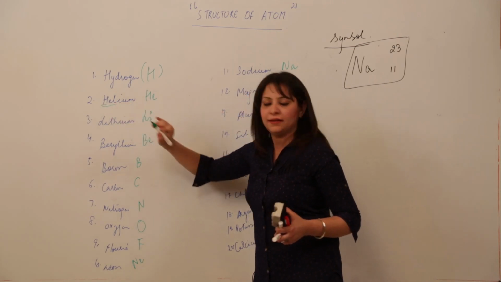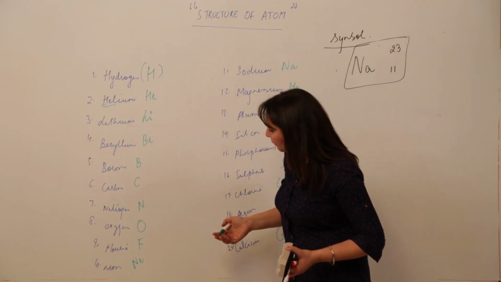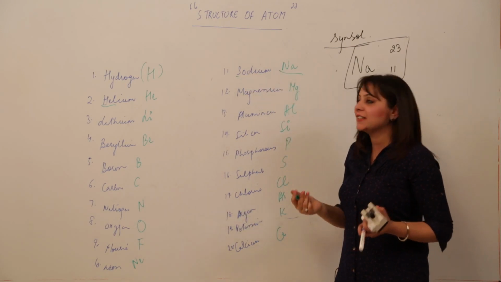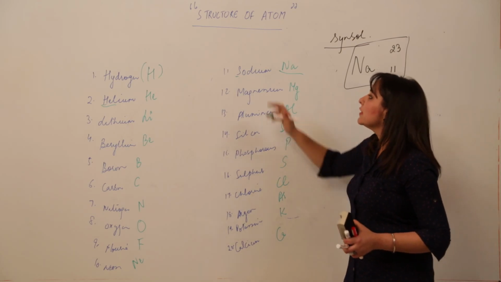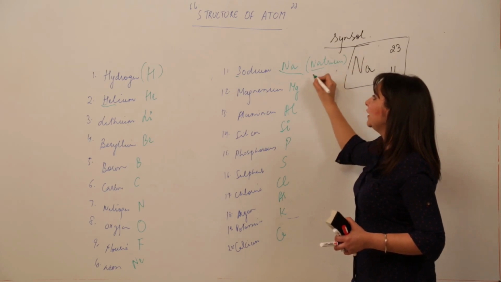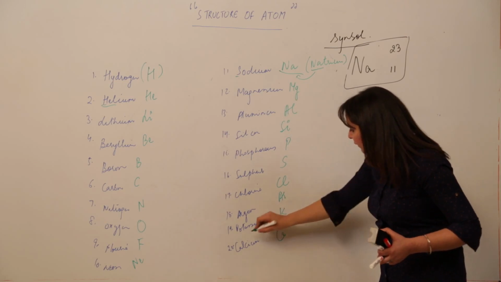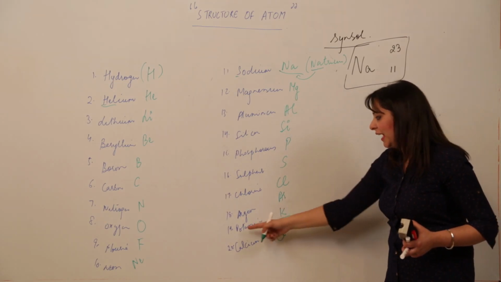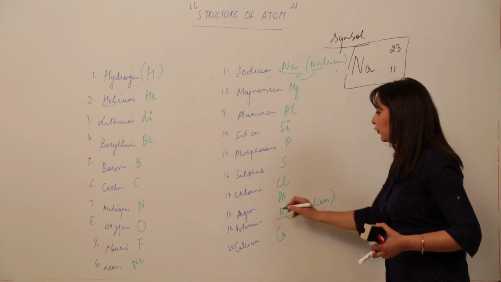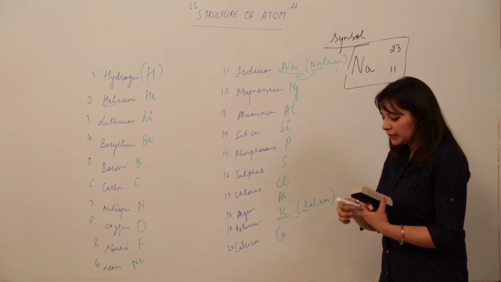but a few symbols are different from the name. For example, let's take sodium. It is S and O, but Na doesn't come from anywhere. So you should know that its symbol is derived from its Latin name natrium. Similarly, potassium: the K is nowhere in the name, so it is taken from its Latin name kalium. This is how you write the atomic numbers with the symbols.